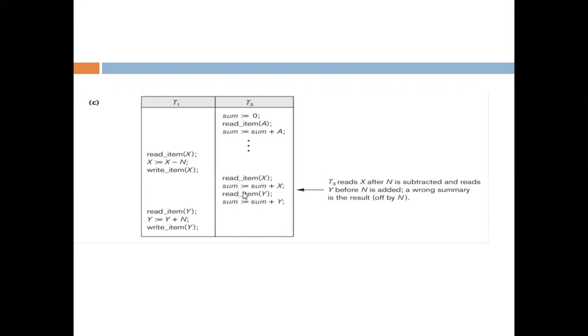So it need not always be debiting from one account and crediting to another account that may go wrong. These aggregate functions also go wrong, because the variables under consideration in this transaction are used by another transaction for operations. So this is another scenario where a concurrency problem occurs.